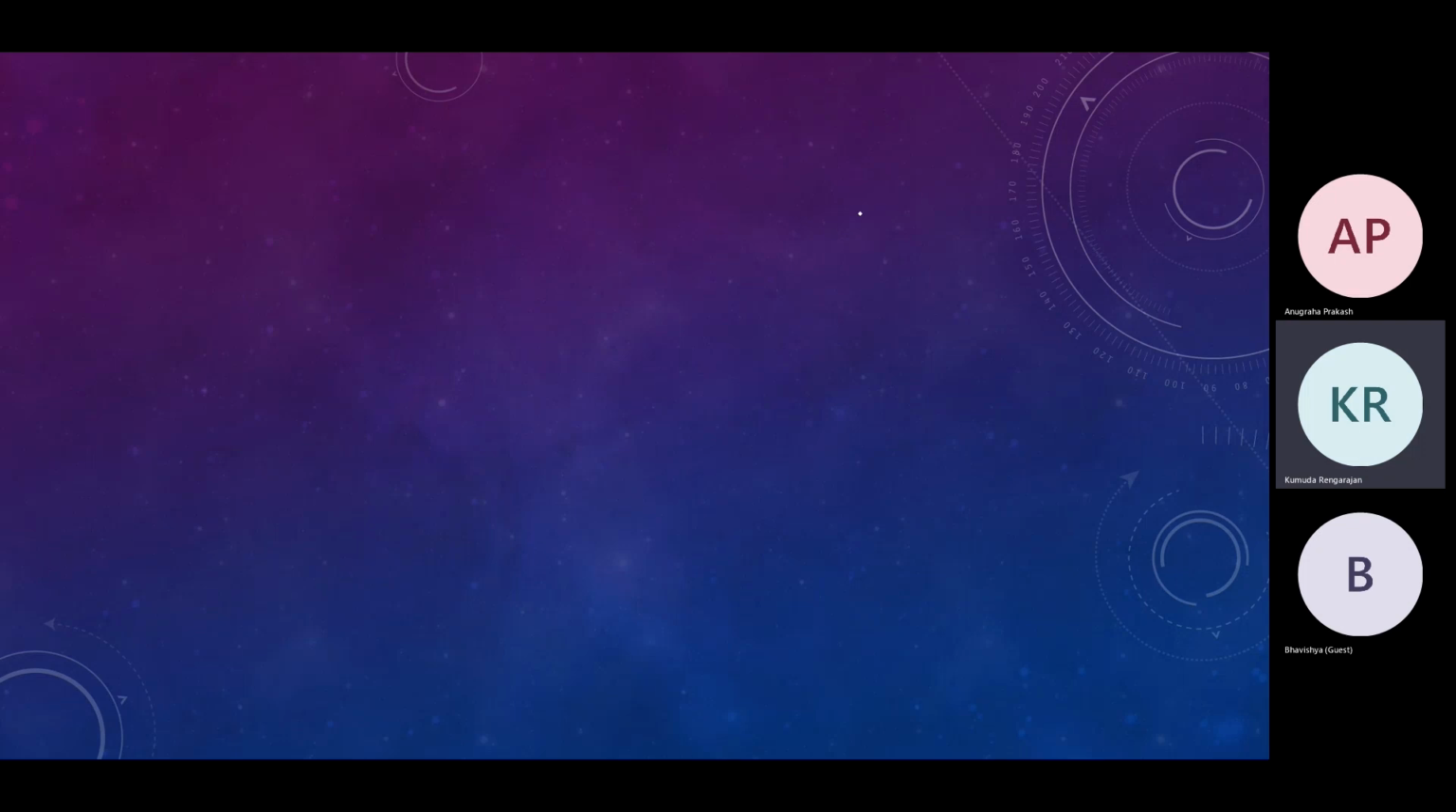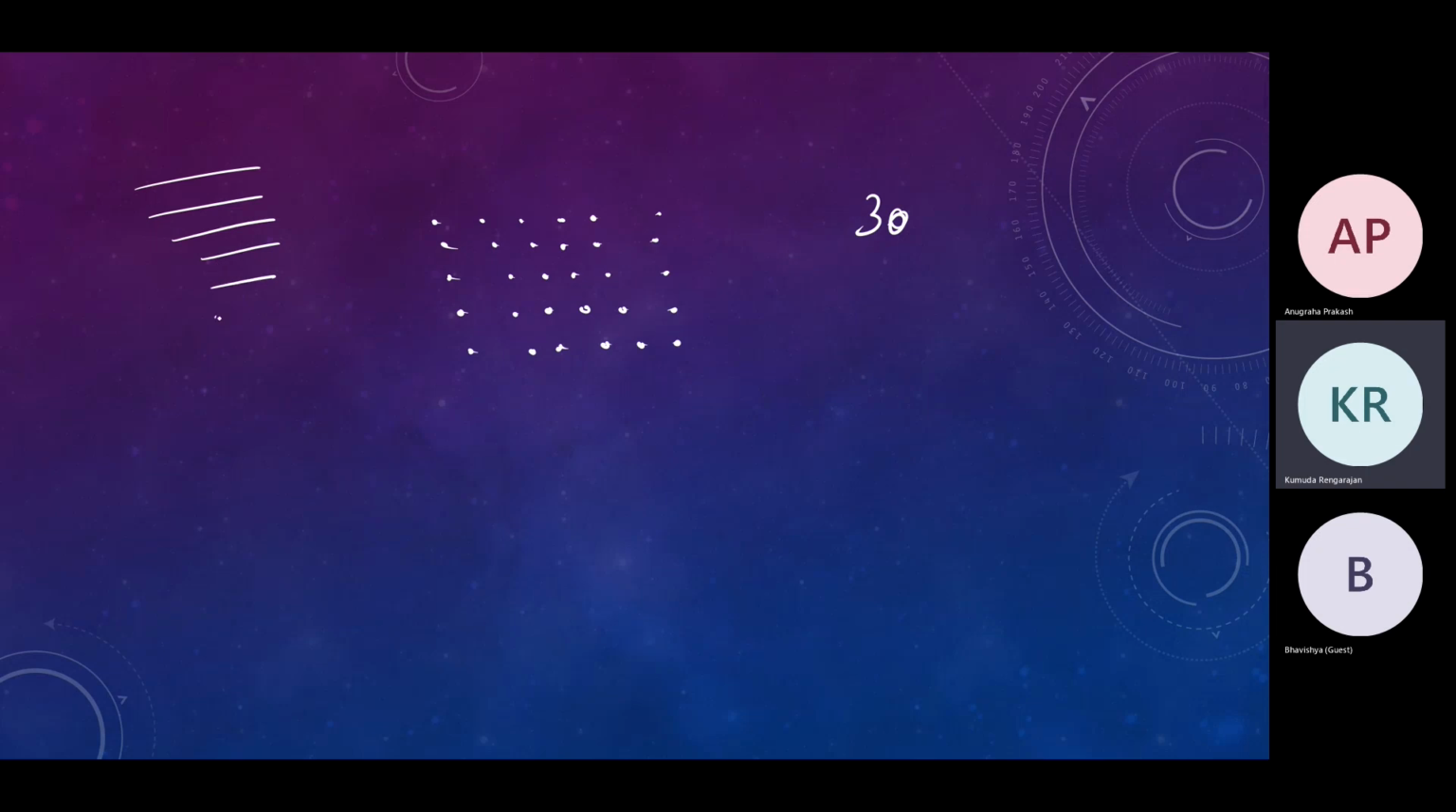Who's that? Yeah, Bhavishya. Bhavishya, now supposing there are 30 students, okay? Now you want to arrange these students in rows and columns to form a square. You don't want to arrange them in rows and columns to form a rectangle. Rectangle you can do 1, 2, 3, 4, 5, 6, and so on. You can have 6 rows and 5 columns, or you can have 5 rows and 6 columns.